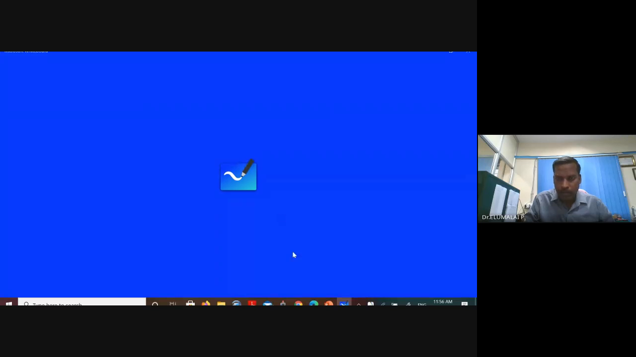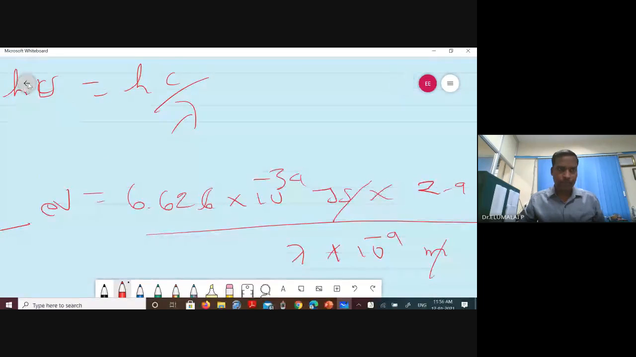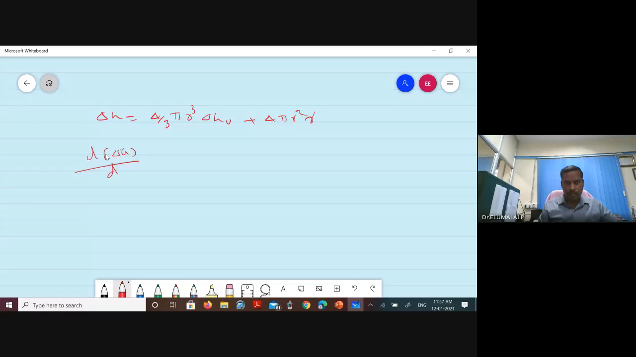So d delta G divided by dr is equal to 0. Then this equation will become 3 into 4 by 3 pi r square delta GV plus 2 into 4 pi r gamma. You replace r by r star, equal to 0. Then you solve this equation. So we have delta G equals 4 by 3 pi r cube delta GV plus 4 pi r square gamma. I am asking you to differentiate this equation, d delta G divided by dr, so literally d by dr of this.